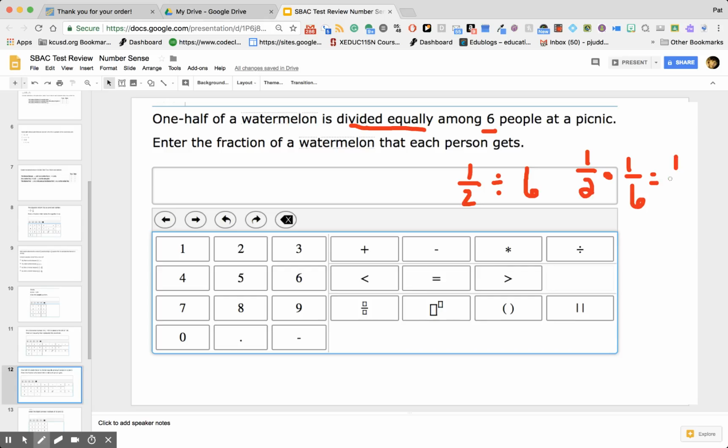And each person will get 1/12 of a watermelon. Remember, when you're putting this in on the Smarter Balanced test, you're going to use the equation editor, and you're going to use the fraction option to write 1/12 as your fraction. Okay?